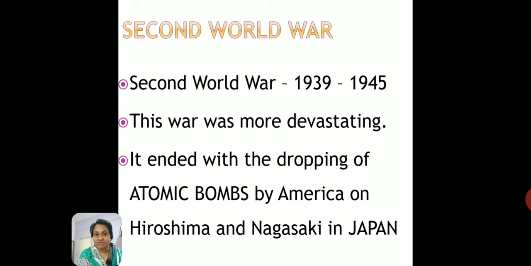Okay, so the nuclear bombs were thrown on Hiroshima and Nagasaki in Japan. Now, these were nuclear bombs, and nuclear bombs are very dangerous. They cause a lot of radiation, and because of radiation, the people not only die of that area, but that area which gets exposed to nuclear radiation gets devastated.